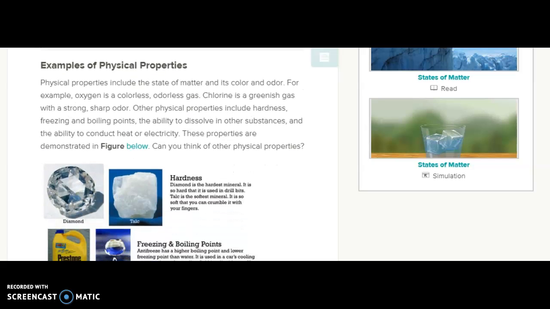Examples of physical properties. Physical properties include state of matter and its color and odor. For example, oxygen is a colorless, odorless gas. Chlorine is a greenish gas with a strong, sharp odor. Other physical properties include hardness, freezing and boiling points, the ability to dissolve in other substances, and the ability to conduct heat or electricity. These properties are demonstrated in the figure below.